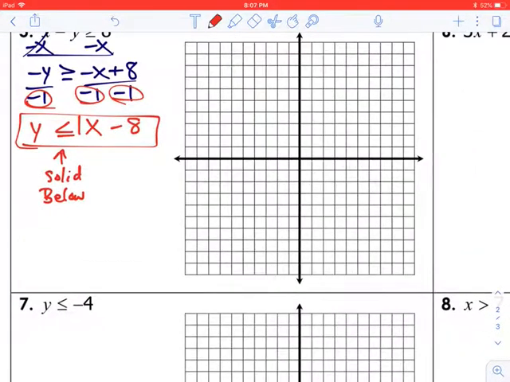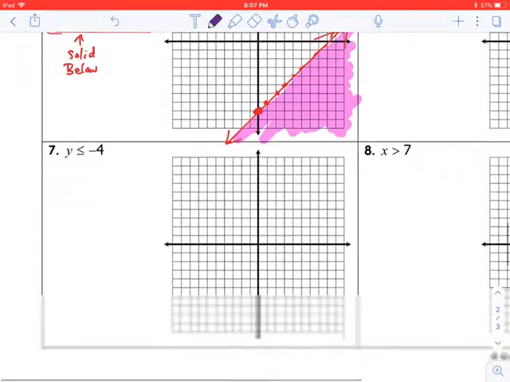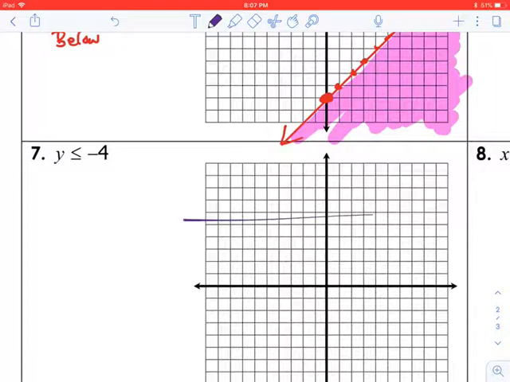So negative 1, 2, 3, 4, 5, 6, 7, 8 is right here. And I'm going up 1 over 1. Up 1 over 1. So it's going up 1 over 1. Oh, this one actually is a solid line, so I don't even need to make dots. So there's my solid line. And then I'm shading below that, which is down this way.